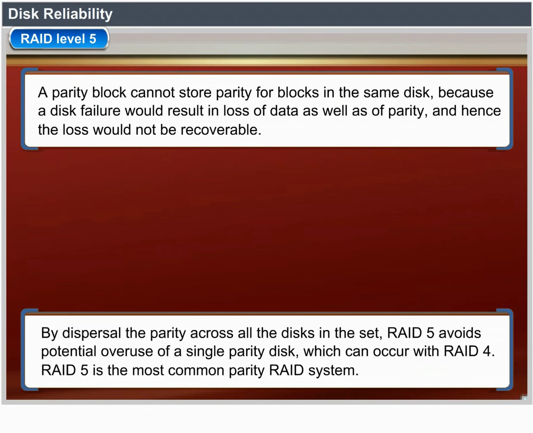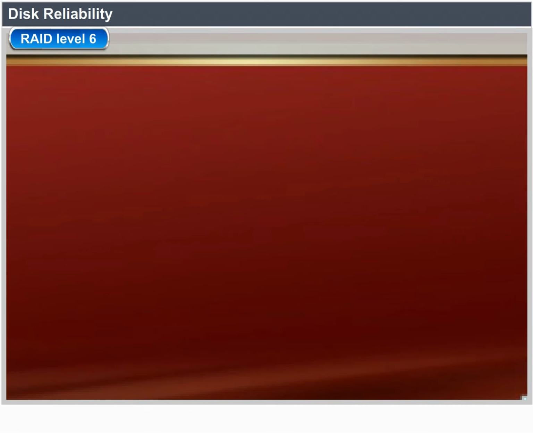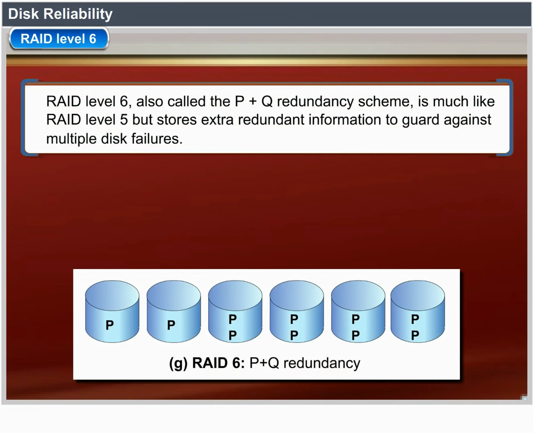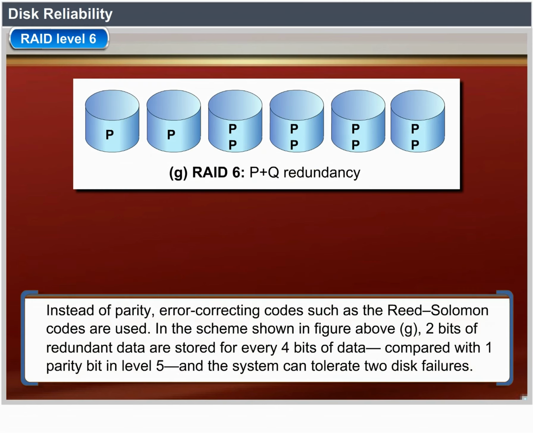RAID Level 6. RAID Level 6, also called the P plus Q redundancy scheme, is much like RAID Level 5 but stores extra redundant information to guard against multiple disk failures. Instead of parity, error-correcting codes such as the Reed-Solomon codes are used. In the scheme shown in figure above, G, 2 bits of redundant data are stored for every 4 bits of data, compared with 1 parity bit in Level 5, and the system can tolerate 2 disk failures.